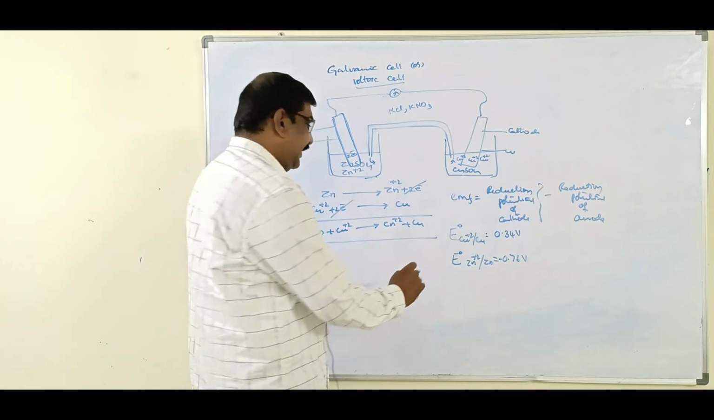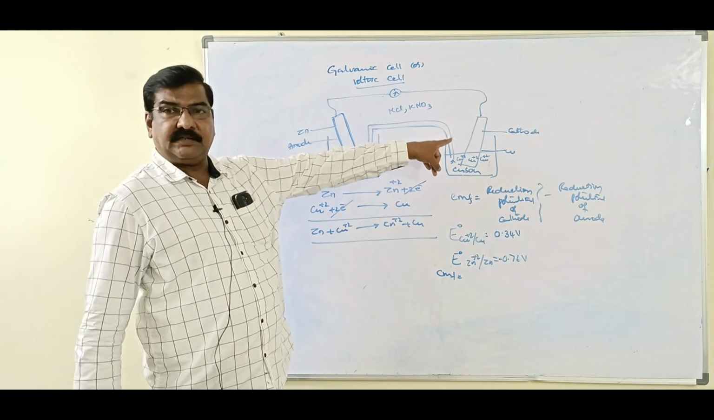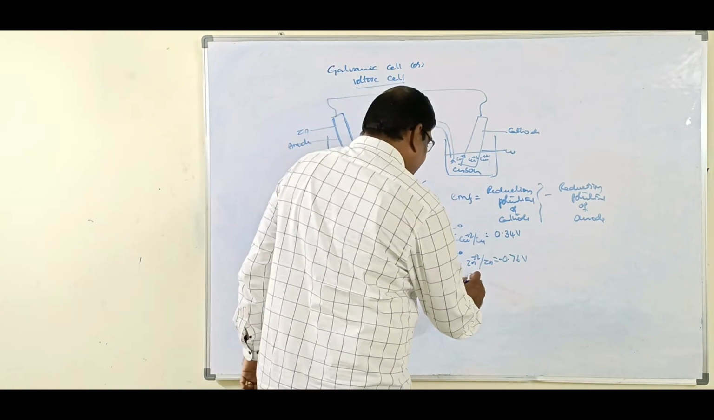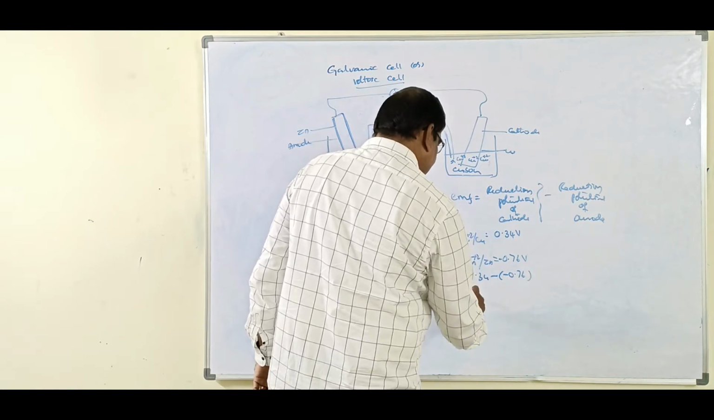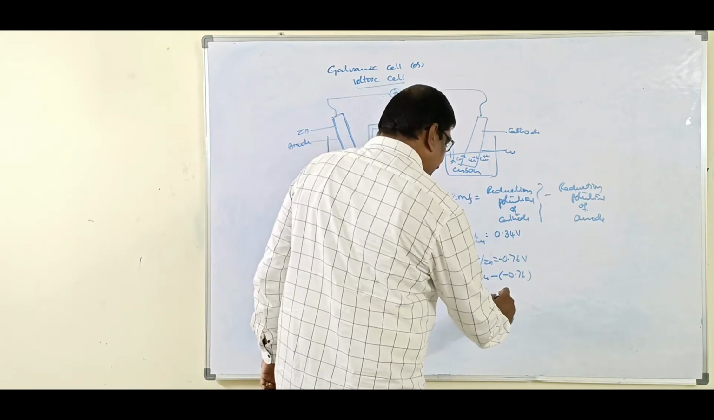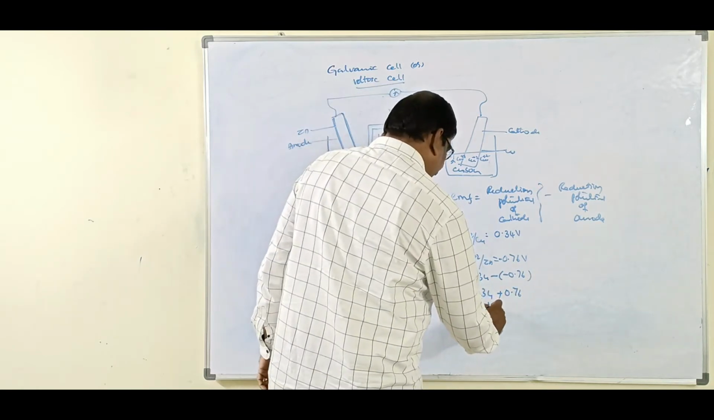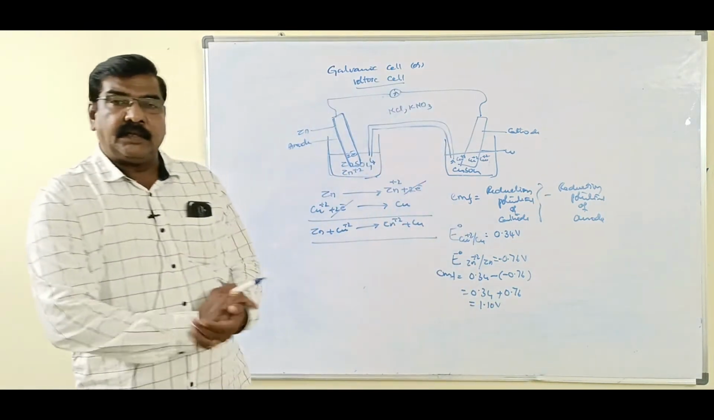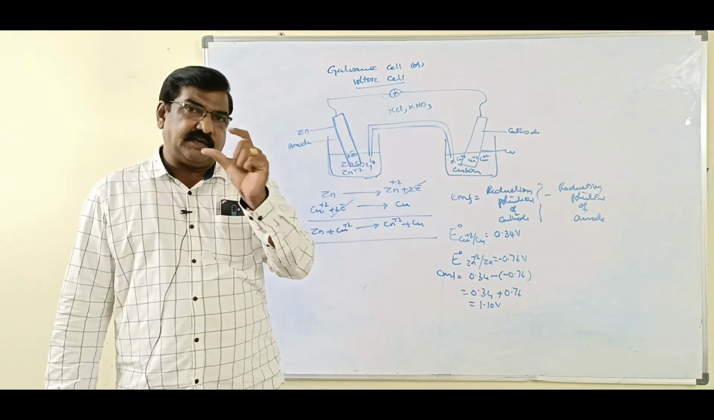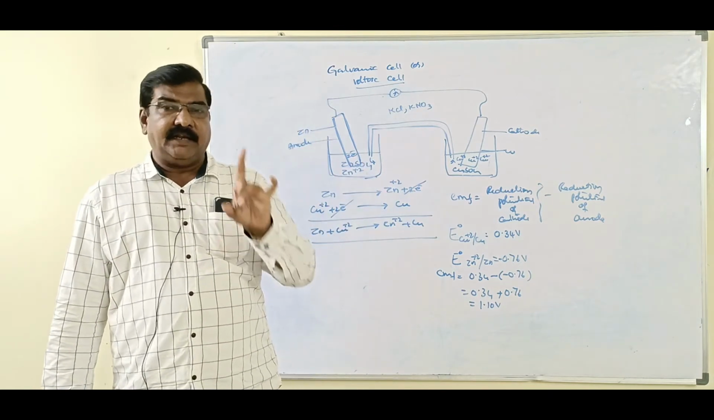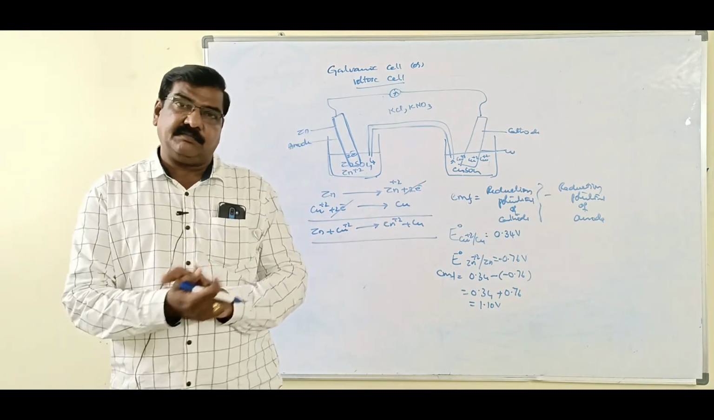Now EMF is equal to the reduction potential of the cathode. Cathode means the copper electrode: 0.34 minus of minus 0.76, that is 0.34 plus 0.76, which is 1.10 volts. So for a cell to work spontaneously, continuously, its EMF should be positive. Then only does the cell work spontaneously.